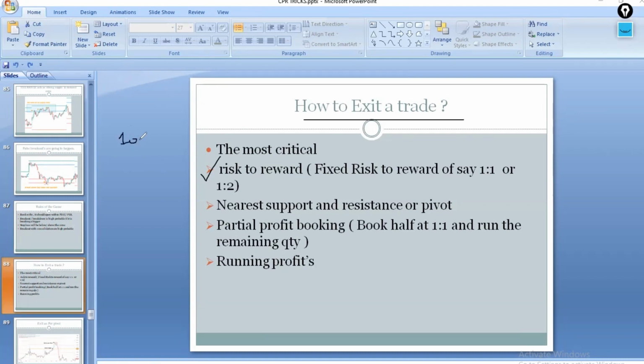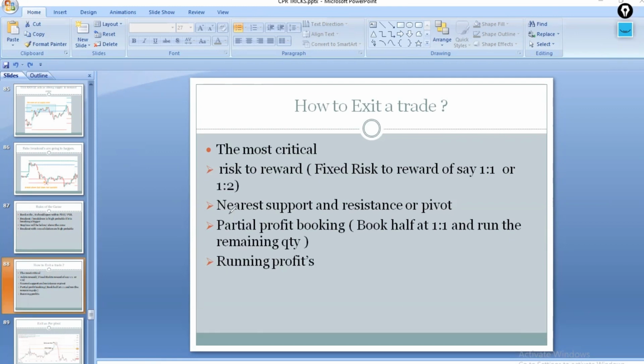Let's say you risk 100 points to achieve 100 points as a target, then that risk to reward is 1:1. Probably you risk 100 rupees to gain 150 rupees, then that risk to reward is 1:1.5, right? So it depends on trader to trader. However, I will not recommend a fixed risk to reward to anyone, because fixed risk to reward is a myth. I don't think it's a certainty.